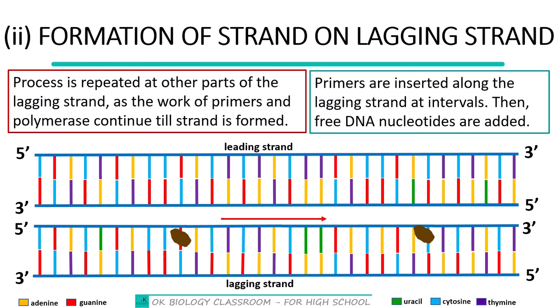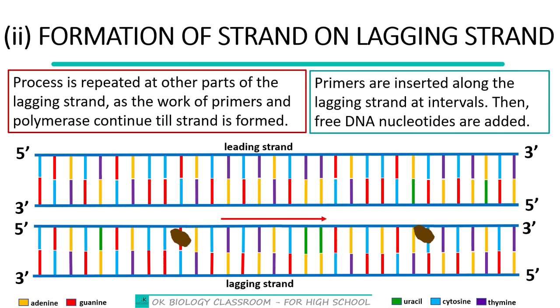Right, so it tells us that the difference that we see in the arrangement of DNA nucleotides in the case of the leading strand and the case of the lagging strand is that in the leading strand, the primer is inserted at the 3' end first. Then the DNA nucleotides are arranged along the entire length of the leading strand. But in the case of the lagging strand, the primers are inserted at intervals, so not specifically at the beginning of the molecule. Right, but at intervals.